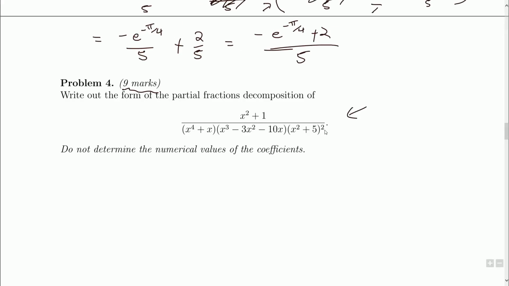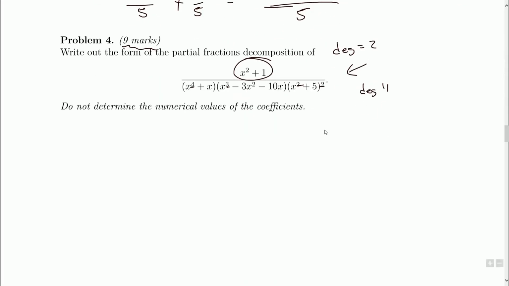Okay? What we've got to do here is say, okay, it's not about whatever's on top. We don't care what's on top, as long as its degree is less than what's on the bottom, and it certainly is. The degree of the top is 2, where the degree of the bottom is 4, plus 3 is 7, plus 2 2's is 11. Okay? Don't have to worry about breaking anything like that up.